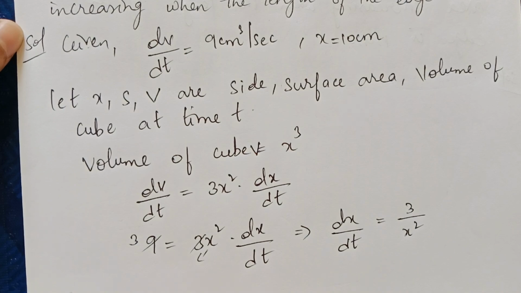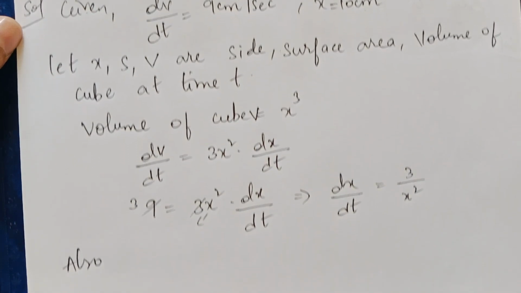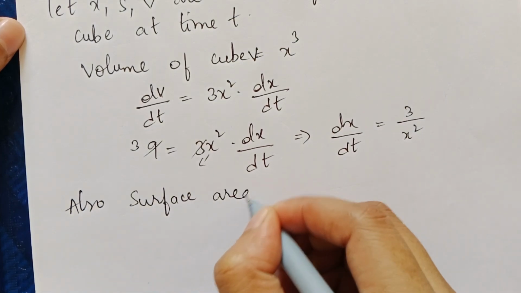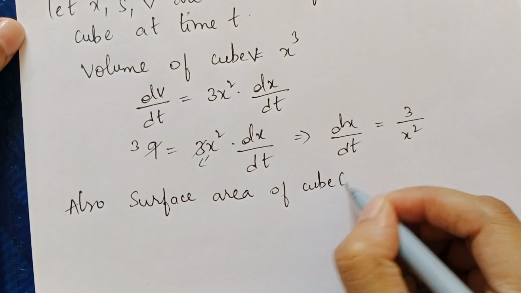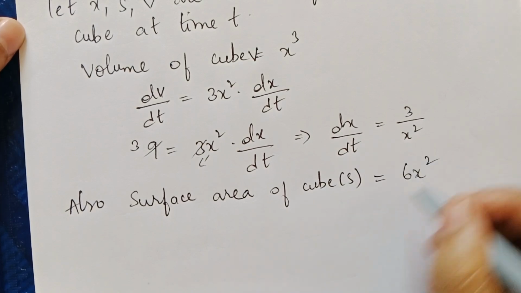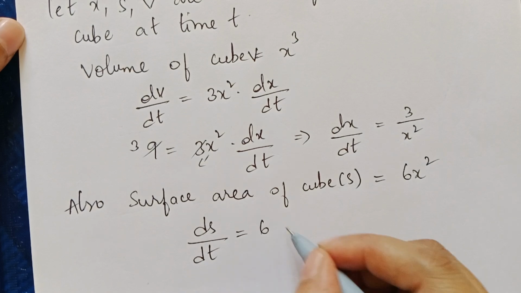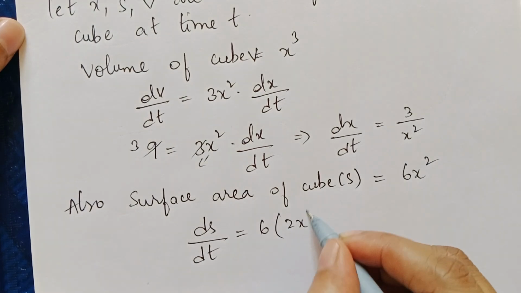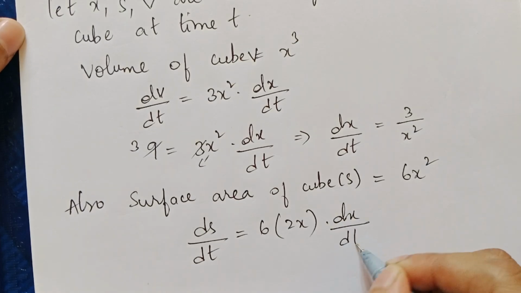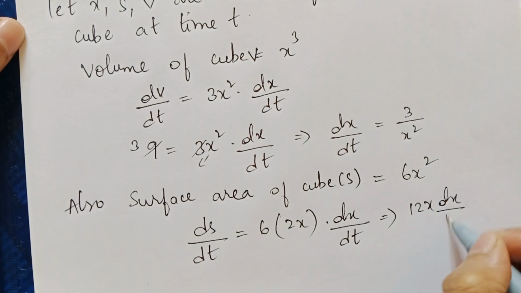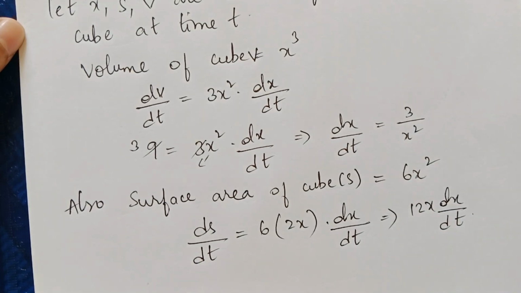Now surface area of cube S is equal to 6x square. Differentiate, so it is dS/dt is equal to 6 into the derivative of x square, which is 2x into dx/dt, which can be written as 6 twos are 12, 12x into dx/dt. Now substitute the value of dx/dt as 3 by x square in this equation.